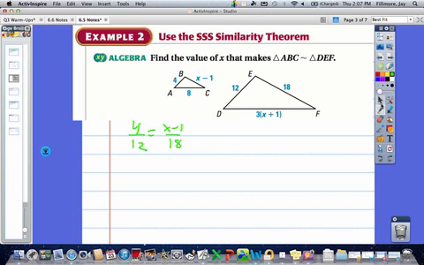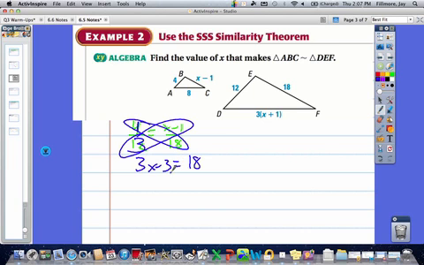We can just use what we already wrote and cross multiply. I'm going to reduce this fraction so that I'm cross multiplying with smaller numbers. So 4 over 12 reduces to 1 over 3. So let's cross multiply with our smaller fraction. So 3 times x minus 1 is 3x minus 3 when I distribute. And 1 times 18 is simply 18. And if I solve my equation, x ends up equaling 7.